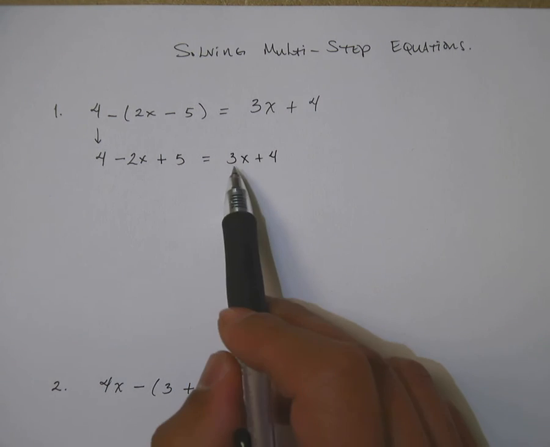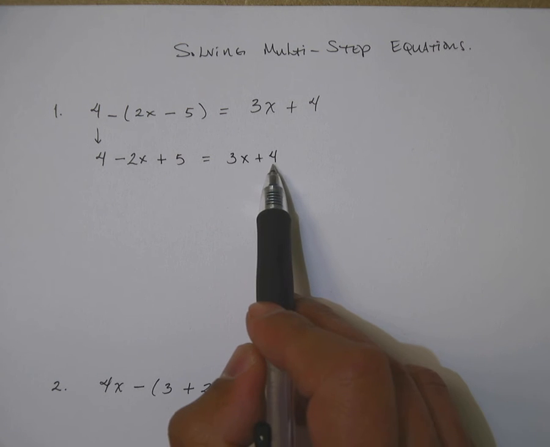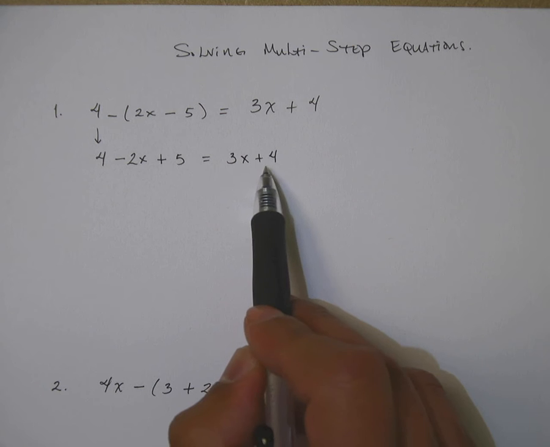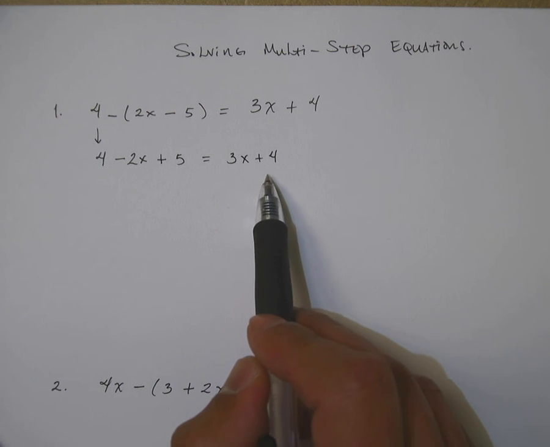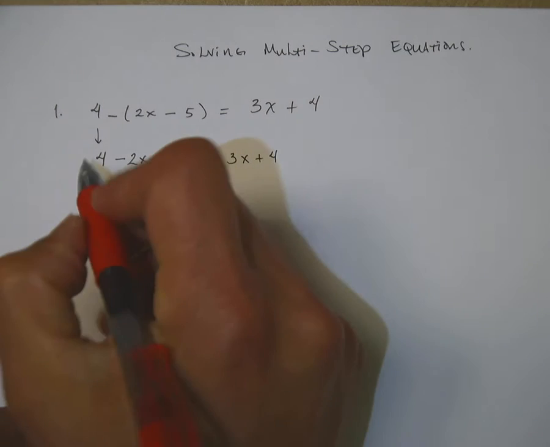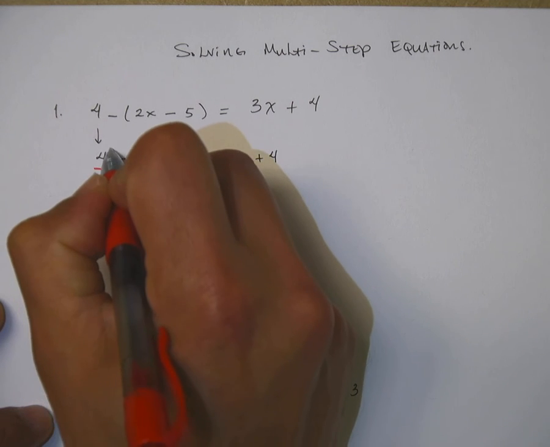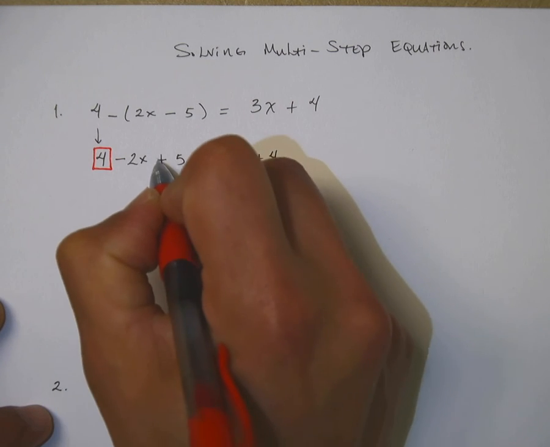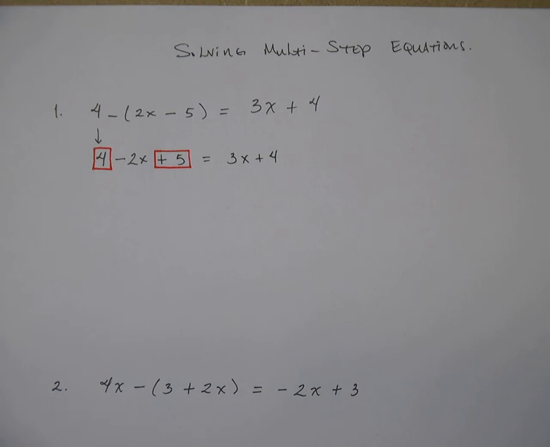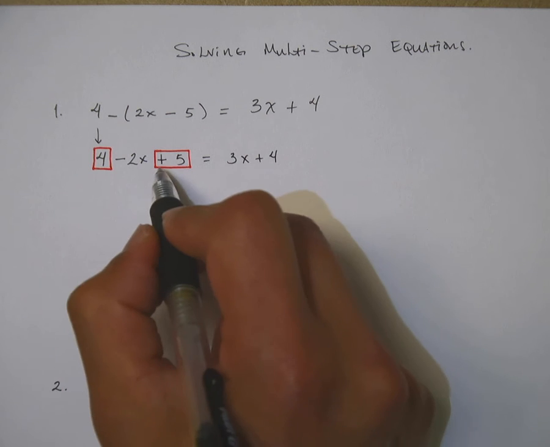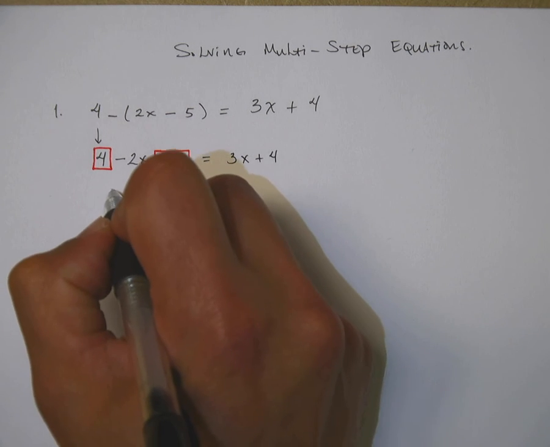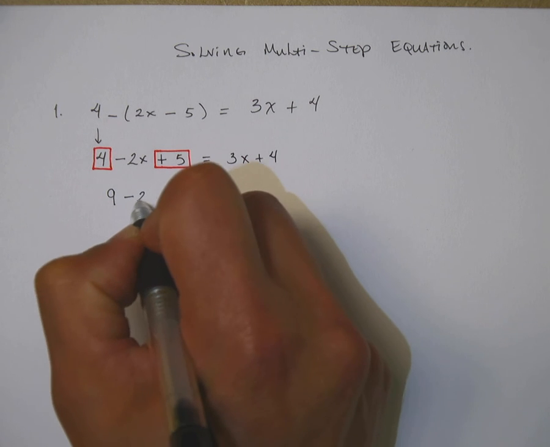Now remember, you cannot combine the 3x and the 4 because this guy is x's, this guy is a 4. They're different. It does not become 7x. Now over here, what can we combine? On the left-hand side, we notice we have this guy right here, which is a 4, and this positive 5. Those two go together. Okay, so 4 plus 5, remember we have to use whatever's in front of that number. That becomes 9 minus 2x.